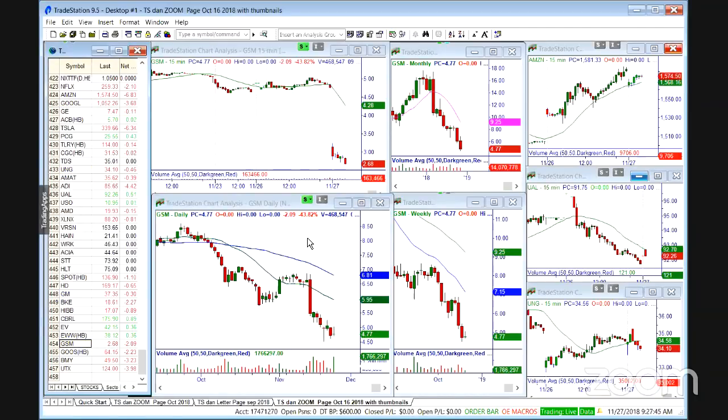GSM, I just saw this little guy going by the ticker. I don't know what he does, but that's a nasty haircut. That's nasty.